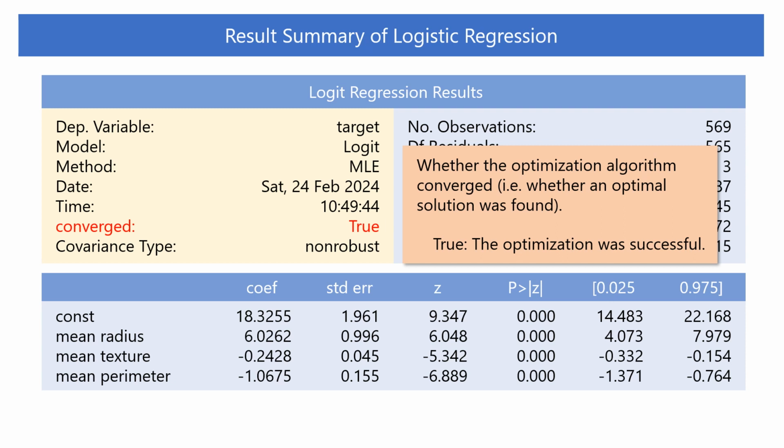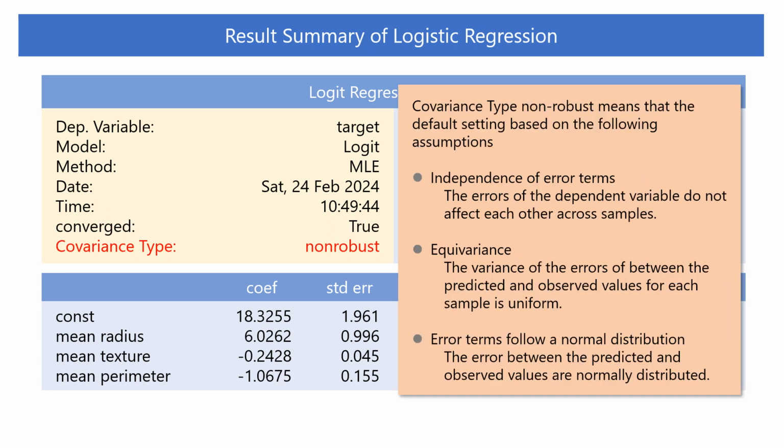Converged indicates whether the optimization algorithm converged, that is, whether an optimal solution was found. Here, it is True, which means that the optimization was successful. Covariance type, nonrobust, means that the default setting makes the following three assumptions in the analysis: independence of error terms, equal variance, and error terms follow a normal distribution.